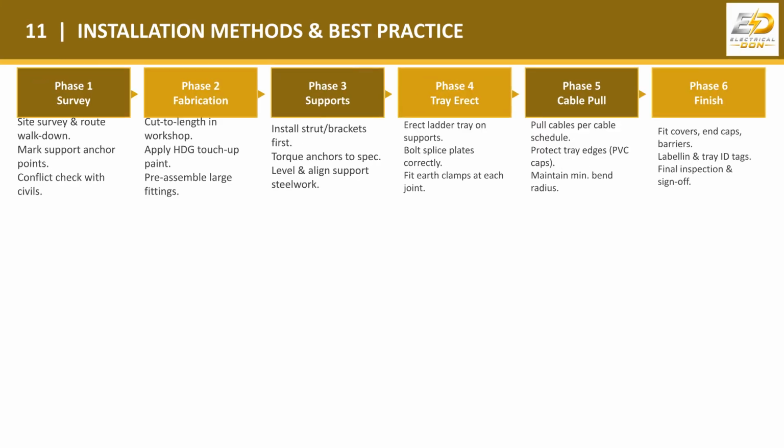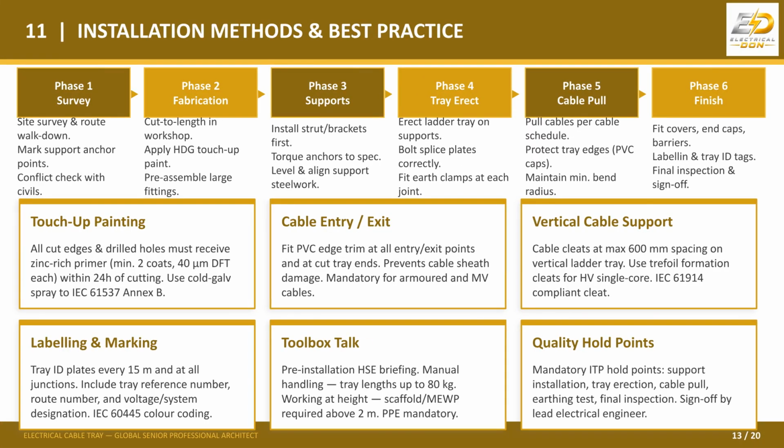This installation process outlines best practices across 6 phases: survey, fabrication, supports, tray erect, cable pull, and finish. Key practices include site walkdowns, workshop fabrication with touch-up painting, correct torque application on supports, proper splice plate bolting, maintaining bend radius during cable pulling, and final labeling and inspection.